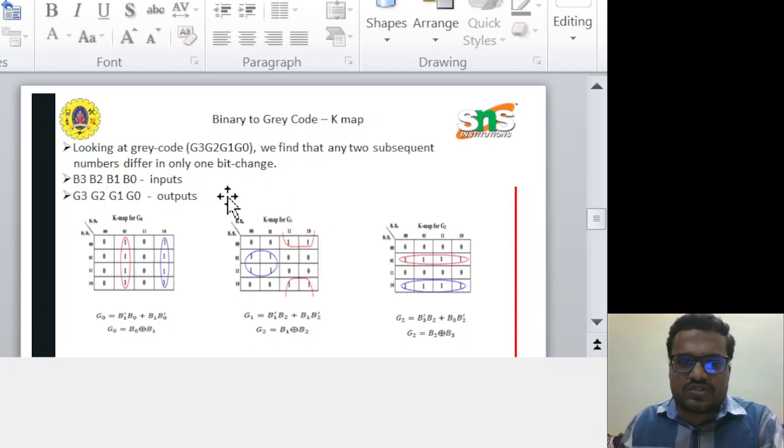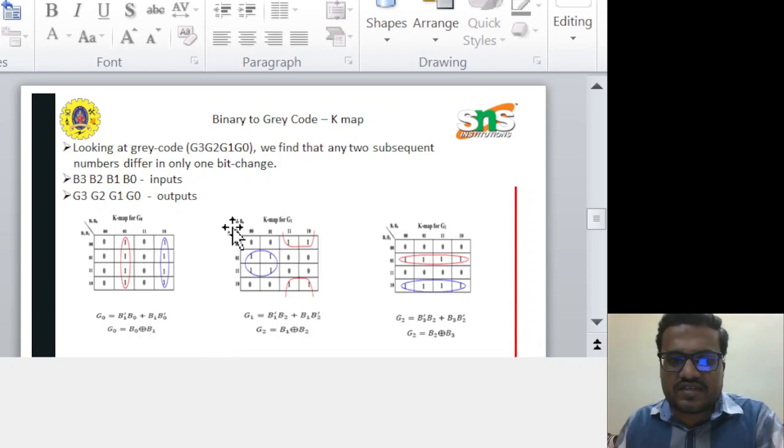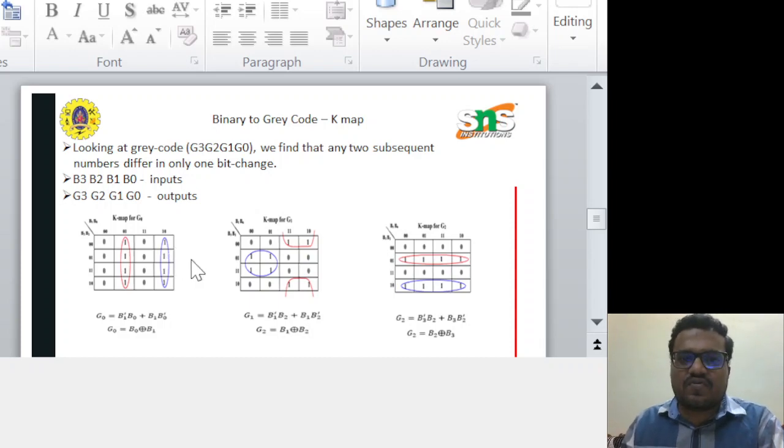So binary signals are given as input. B0, B1, B2, B3 are given as input signals, and the outputs are G0, G1, G2, G3. The output will be obtained by K-map. If there are two input signals, the K-map boxes will vary based on the number of input signals. Here we are performing with 4 input signals, so we take a 4-variable K-map. K stands for Karnaugh map. Based on the Karnaugh map only, we get the output signal.